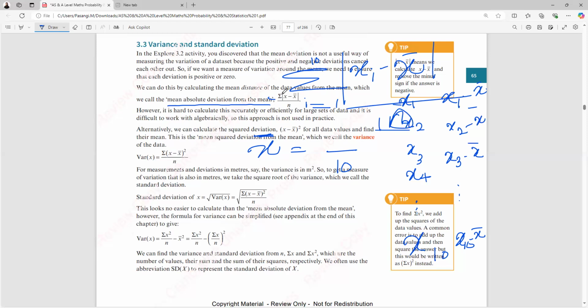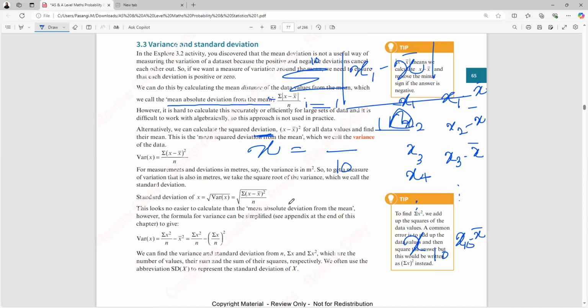We subtract everything compared to x bar. X bar means the actual mean or the average. However, it is hard to calculate this accurately or efficiently for large sets of data, and it is difficult to work with algebraically. So, this approach is not used in practice as well.